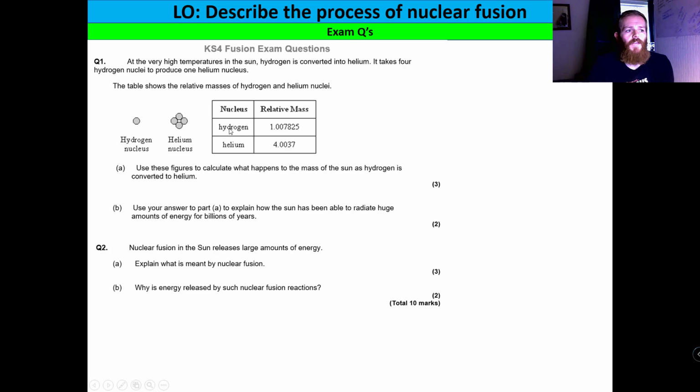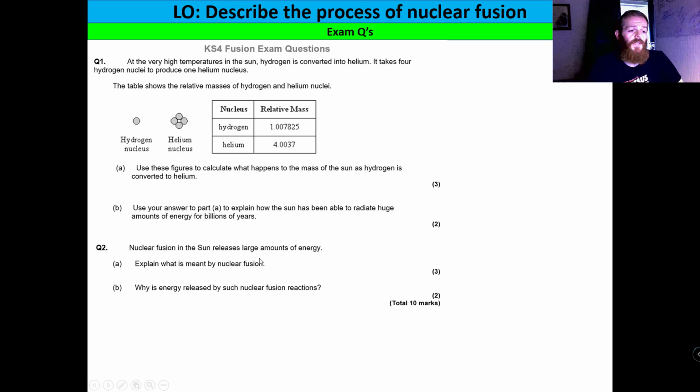Well, think about it. If you convert 4 of these into one of those, is there a difference in those two numbers? What's that multiplied by 4? And then whatever that number is going to be, compare it to this. So what happens to the mass of the sun? It is changing. I'll give you a little clue there. Use your answer to part A to explain how the sun has been able to radiate huge amounts of energy for billions of years. Think back to what fusion involves and relate that to the idea that fusion is happening in the sun. You should be able to come up with an answer there.